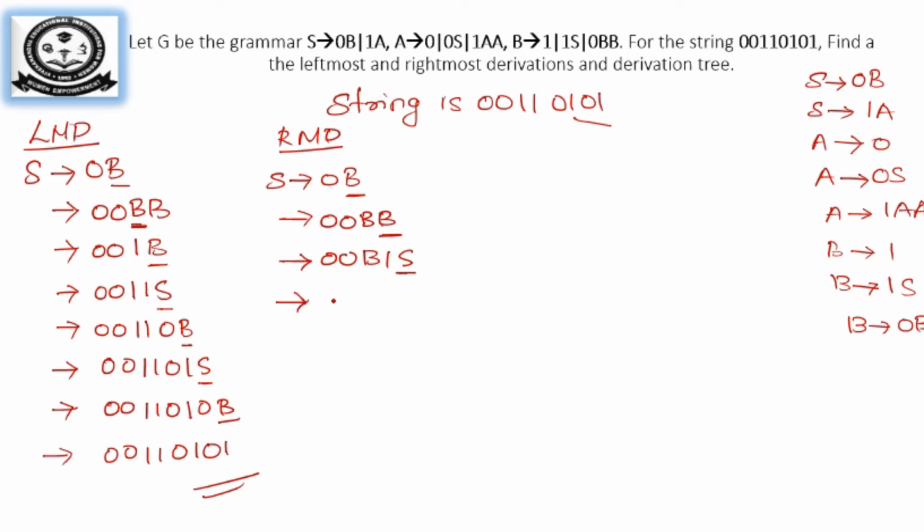So you will have 00B10B. Now instead of this B I can substitute 1. So 00B101. Now instead of this B, what is remaining, the middle term I need is double 1.